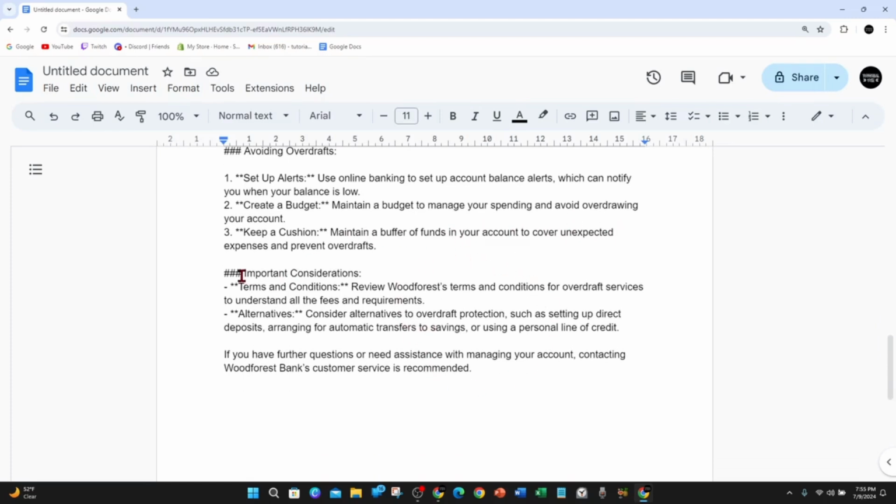And now some important considerations here as a side note. So review Woodforest terms and conditions for overdraft services to understand all fees and requirements, and consider alternatives to overdraft protection, such as setting up direct deposits, arranging for automatic transfers to savings, or using a personal line of credit.